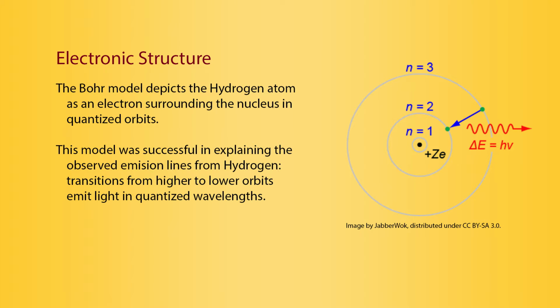Bohr model depicts the hydrogen atom as an electron surrounding the nucleus in quantized orbits. This model was successful in explaining the observed emission lines from hydrogen. Transitions from higher to lower orbits emit light in quantized wavelengths.